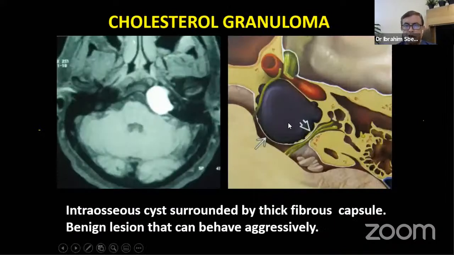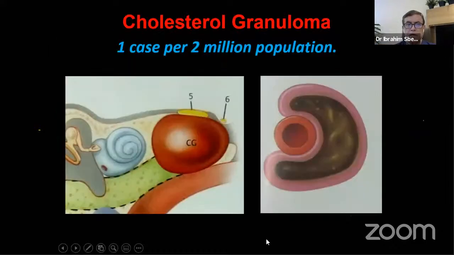Cholesterol granuloma, as you can see here, this is just an illustration of how it goes and how it expands and affects the nearby structures. It is an intraosseous cyst surrounded by a thick fibrous capsule. It's a benign lesion that can behave aggressively. Remember that, benign can behave aggressively. It is one case per 2 million, so it is rare. In fact, it is very rare. So this is a cholesterol granuloma, as you can see it, and how it is related to the carotid artery, how it's related to the ear structures, and usually it wraps itself around the carotid artery. This is a very important feature that we have to remember, relationship to the petrous carotid.